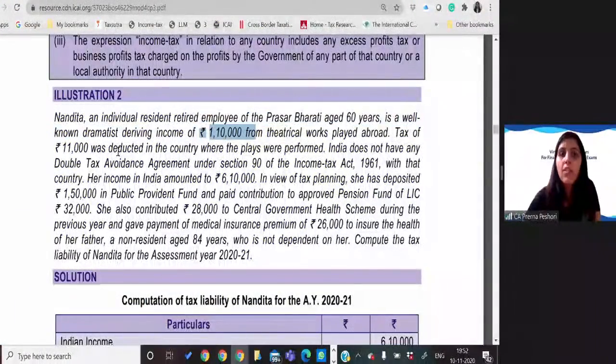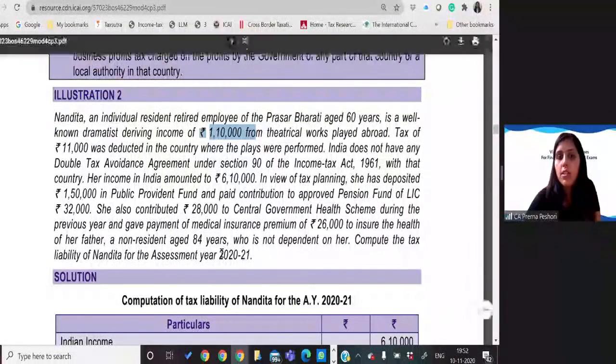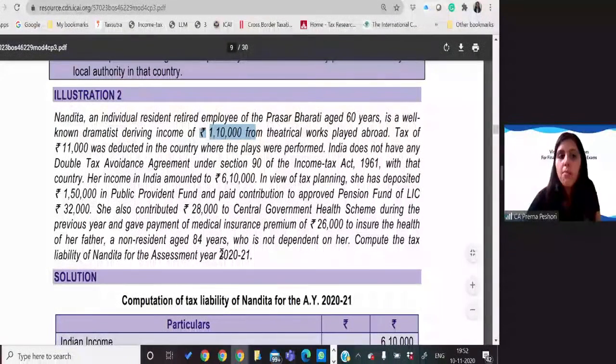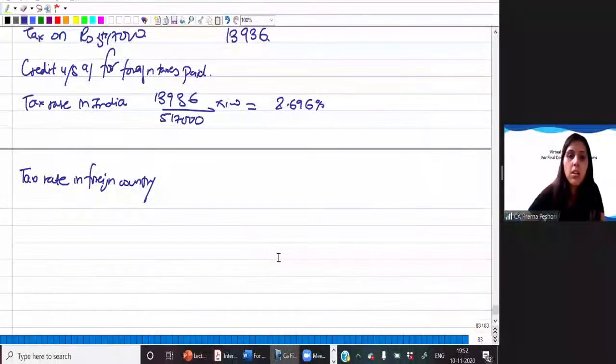1,10,000 was the income and 11,000 was tax deducted. So it is 10%, right? 10% of the taxes were paid in the foreign country. Now it comes to 10%.